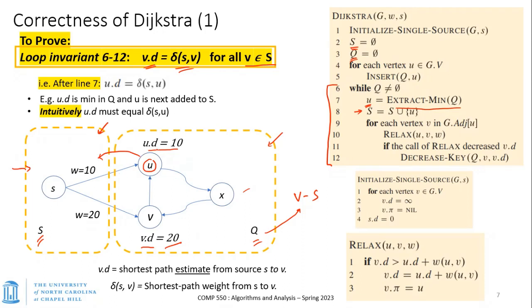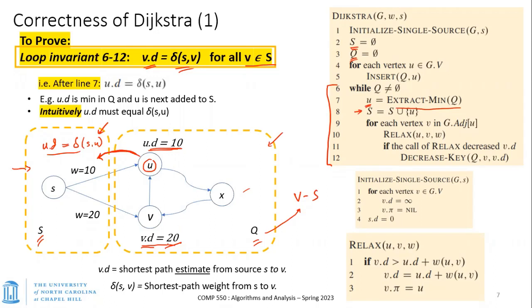In other words, if the estimate is the minimum, and here I've shown you an estimate which is larger, then if U is taken from Q and inserted into S, then essentially what I'm saying is that U dot D is going to be equal to the minimum shortest distance from S to U. Okay, and is that intuitively obvious? And if so, why not? Why not?